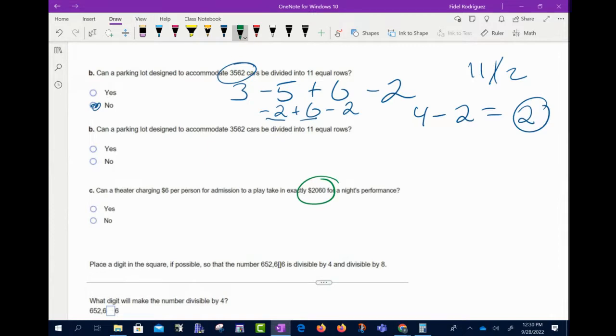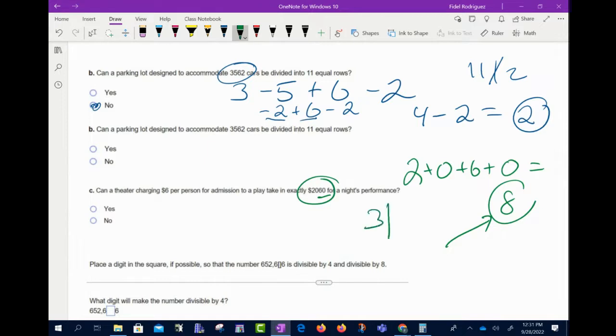Now remember, the divisibility test for 6 says if you can divide it by 2 and you can divide it by 3, then you can divide it by 6. So I already know that I can divide it by 2 because it's an even number. It ends in a 0. If I wanted to know if I could divide it by 3, I would add all the digits up. 2 plus 0 plus 6 plus 0 is 8. If I can divide 8 by 3, then I can divide the whole number by 3. But 3 does not go into 8. So because I can't divide it by 3, I also can't divide it by 6.